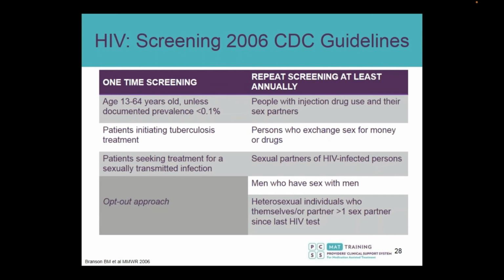After one-time screening, repeat screening at least annually should be performed in people with injection drug use and their sex partners, persons who exchange sex for money or drugs, sexual partners of those with known HIV infection, men who have sex with men, and heterosexual individuals who themselves or their partner have greater than one sex partner since their last HIV test. So again, much more widespread screening in an opt-out approach.